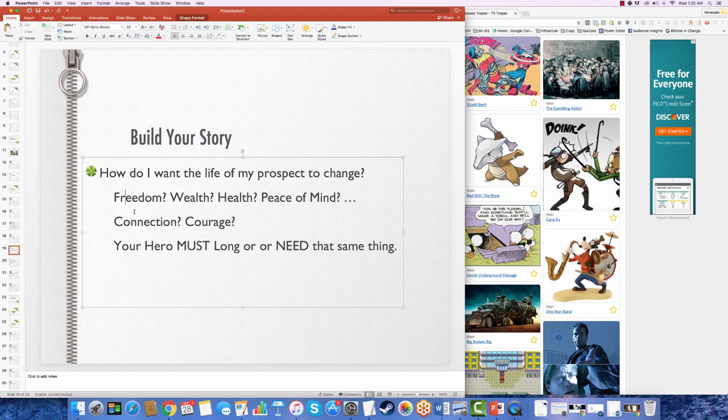So your hero that you write the story for, whether it's you, your client, or some random person that you invented for the sales message, they must long for or need the exact same thing that your prospect wants and needs. So if your prospect wants to lose 45 pounds before their wedding, then your hero must also want to lose 45 or 50 pounds before her wedding. That's the most important thing here. They must have the exact same desire.